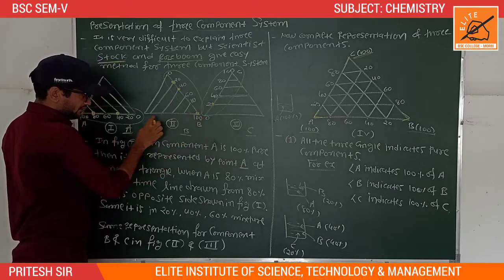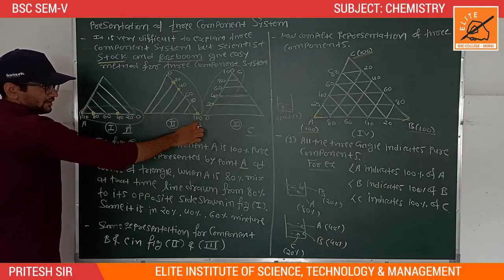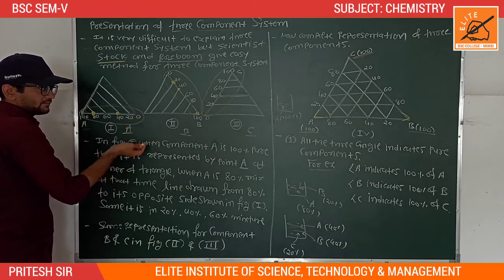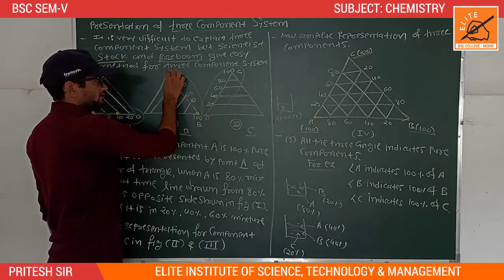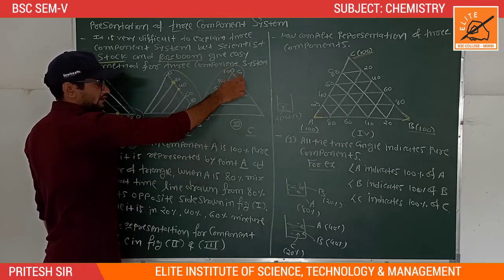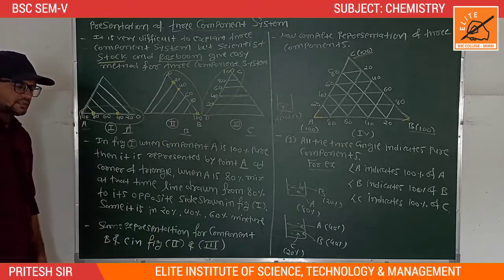At that point the value of A is 0%. B is 100%, A is 0%. And this point indicates the value of B is 0% and C is 100%.